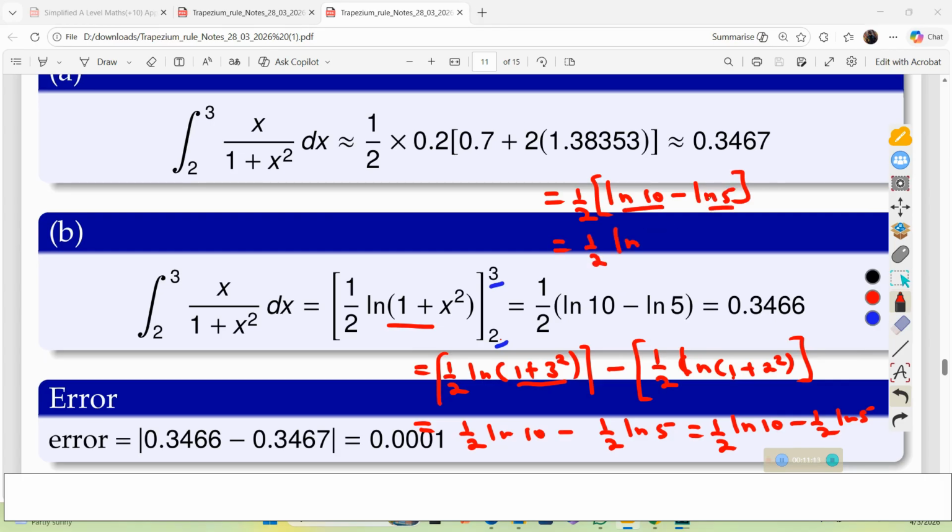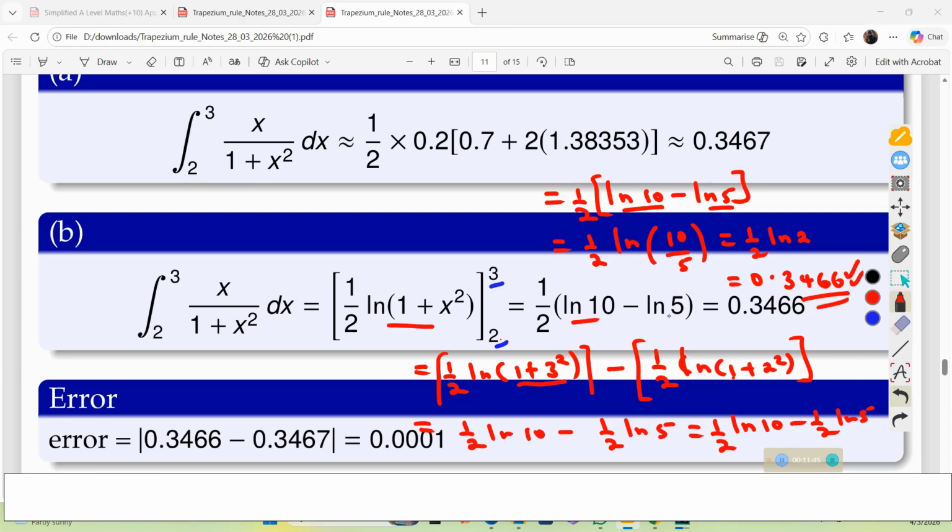If you have ln 10 minus ln 5, you can write this as ln of 10 over 5. So this is the same as half ln of 2. Half ln of 2, you can easily get from the calculator. So I get ln 2 and then divide it by 2, and it will give you 0.34657, which you can easily round off to 4 decimal places and get the answer.